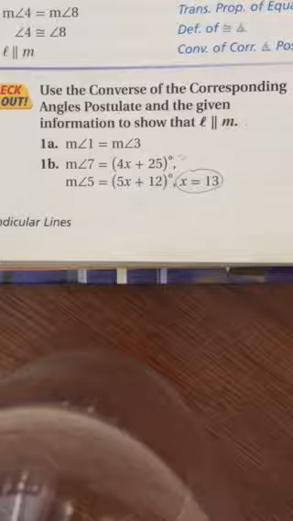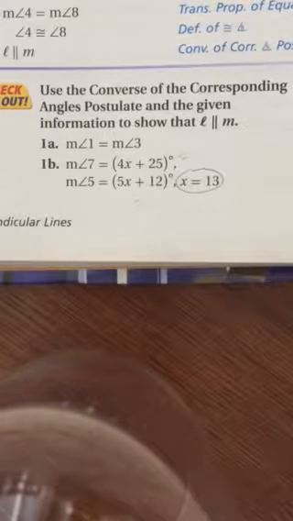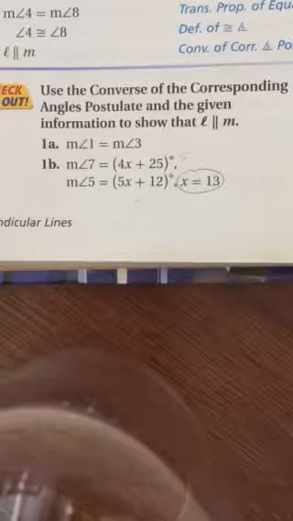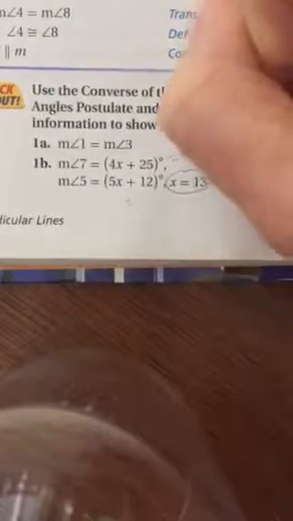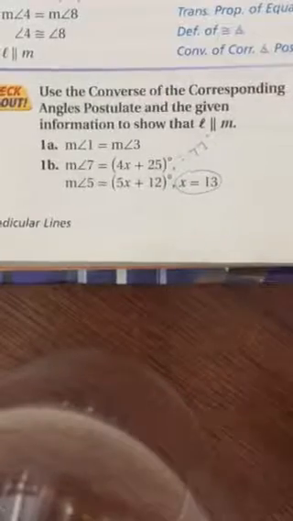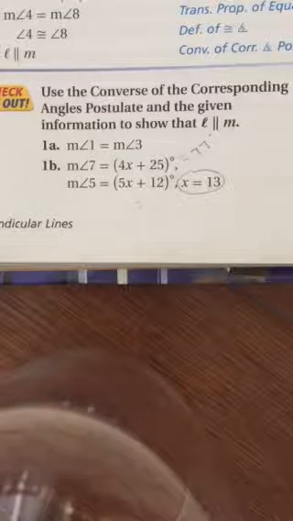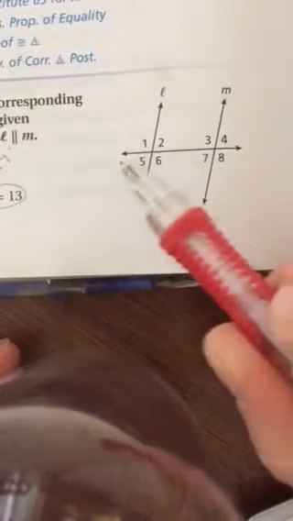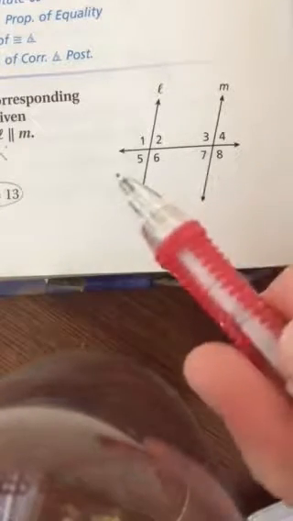I'm going to say 13 times 4. That's 52, plus 25 is going to be 77, as long as I didn't make any careless errors. So that one's 77 degrees. Now let's look at the second one, 5x plus 12. So 5 times 13, that's 65, plus 12, again, is going to be 77 degrees. So we know that angles 7 and 5 are congruent. 5 and 7, they both equaled 77 degrees, and because they are congruent and because, as you see, they are corresponding angles, they prove the two lines L and M parallel.